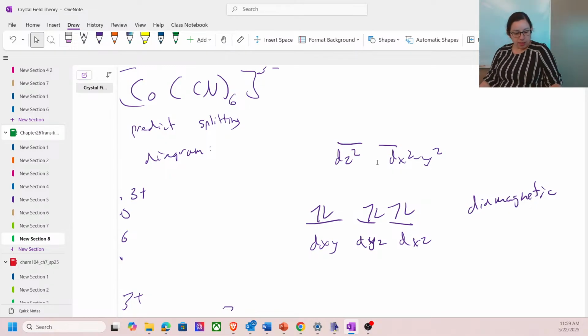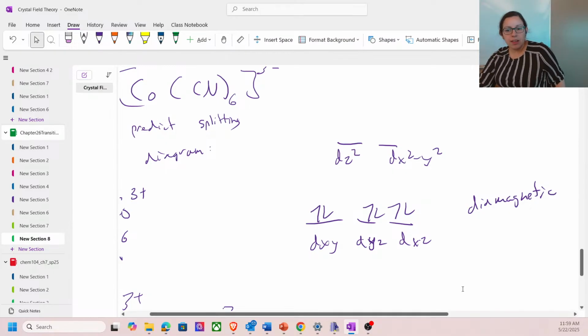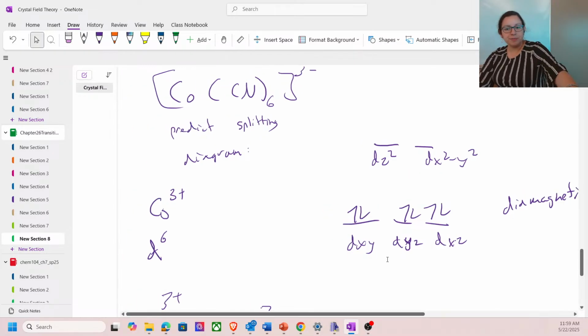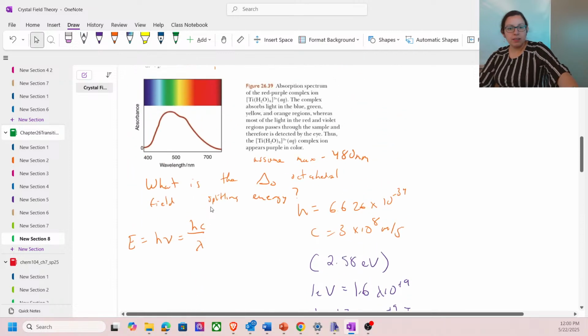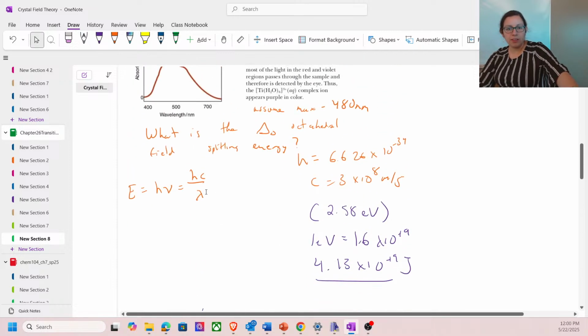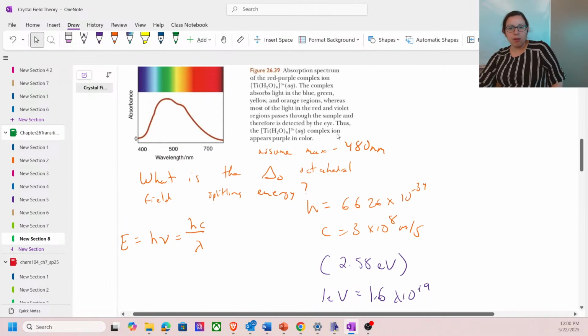All right, I think that's pretty much the end of this chapter here. So again, don't forget this energy equation either, because that will come up: how big is our splitting based off of our color?